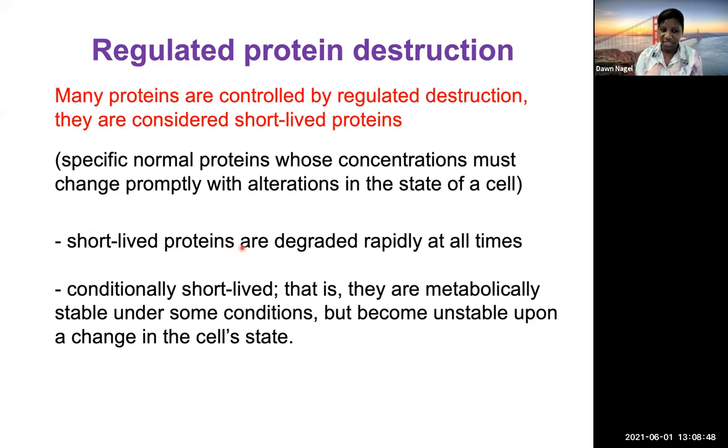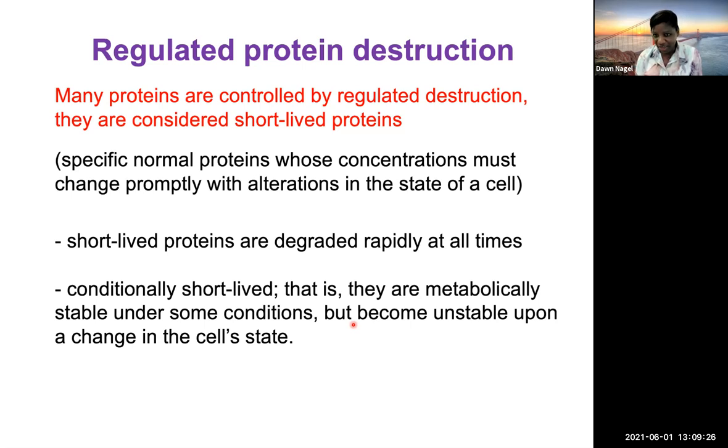So short-lived proteins are degraded rapidly at all times, right? They just keep getting degraded. Then you have conditionally short-lived proteins that are usually stable under some conditions, but then depending on what happens in the cell, as the condition of the cell changes, these proteins become unstable and will then get destroyed, okay? So that's a way that you can regulate the protein that's around in the cell.